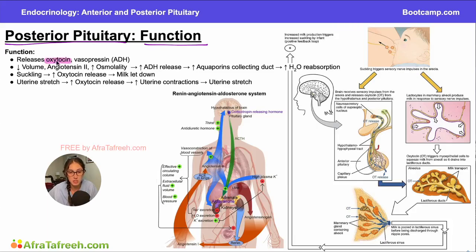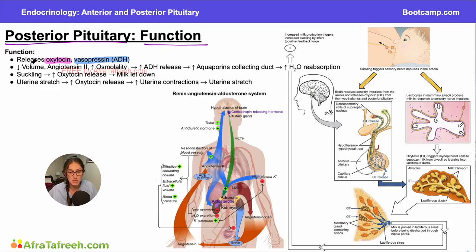So the first is oxytocin. Oxytocin is made in the hypothalamus, but it is stored in the posterior pituitary. And that's the same for vasopressin. Vasopressin, or antidiuretic hormone, is made by the hypothalamus and then stored and released from the posterior pituitary. So it's great to keep that in mind with both of these hormones. If you ever get a question about where are these hormones produced, the answer is actually hypothalamus, but if they ask you where they're stored, then the answer would be posterior pituitary.